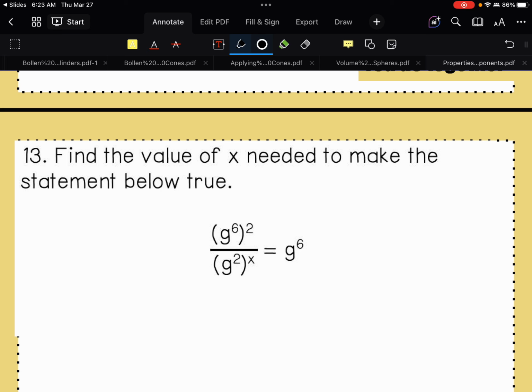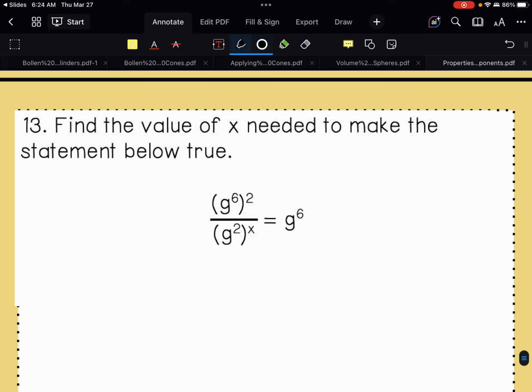All of these that we're trying to get to, again, break it down. It looks like a lot. Let's first simplify this equation as much as we can. So we have g to the 12th over g squared to the x power equals g to the 6th.